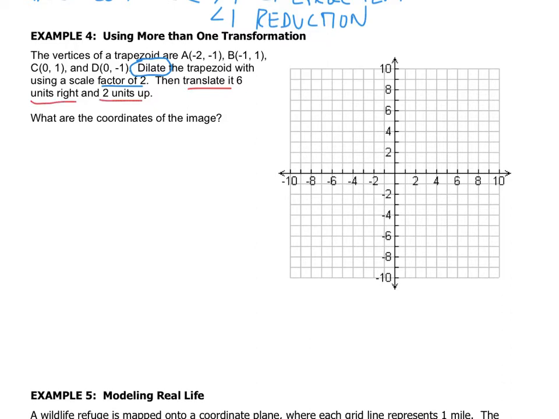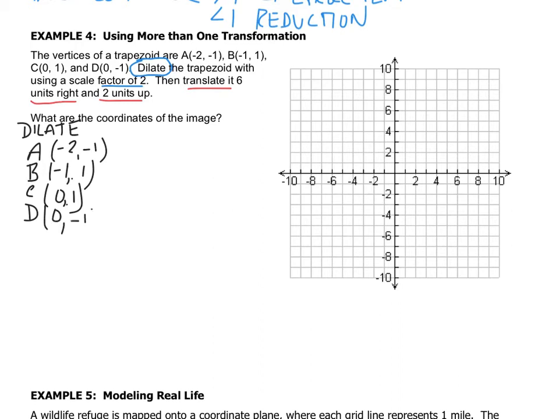So we really have to be careful of how we do this. So we've got to kind of combine what we know about 2 different transformations. So what I'm going to do is write my initial points first. So A, B, C, and D. So this will be the dilate. So notice that we are told to do this one first. So -2, -1, -1, 1, 0, 1, and 0, -1.